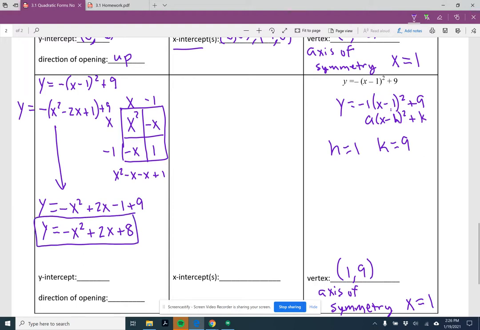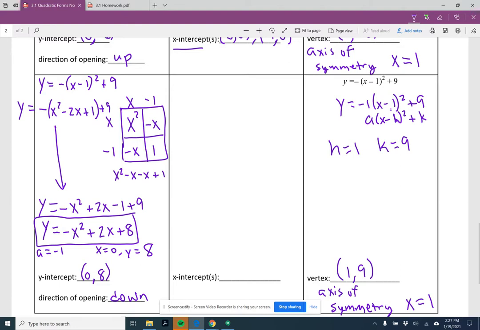There's our standard form. Now, our a is -1, so it opens down. Negative value of a, it opens down. We can also see that from the vertex form. To find the y-intercept, replace the x with 0. Notice what you're going to get. You're going to get 8. So our y-intercept is going to be 0, 8.